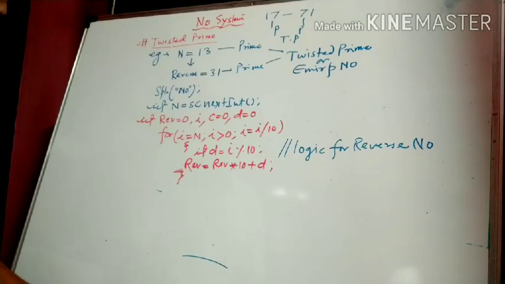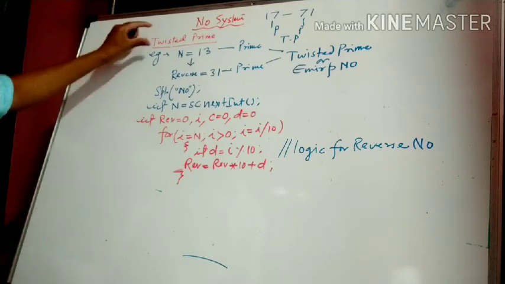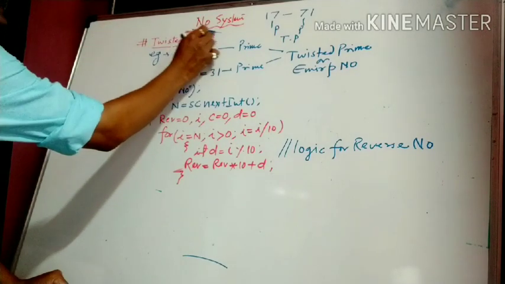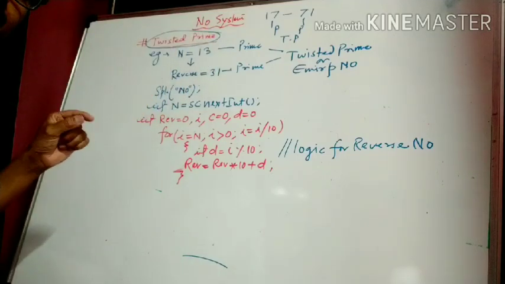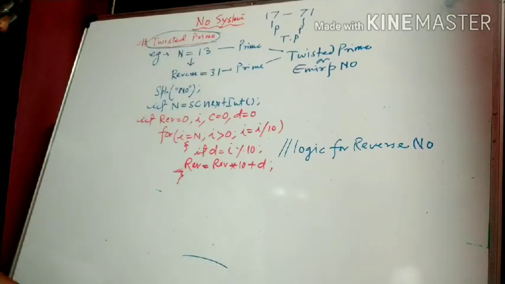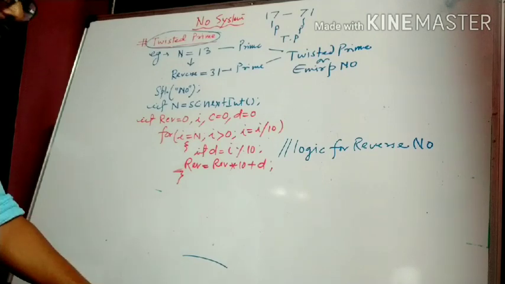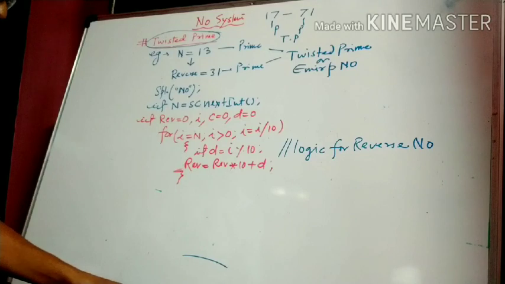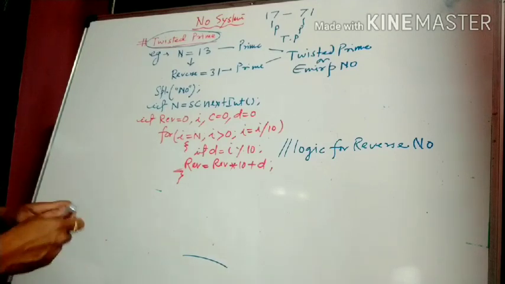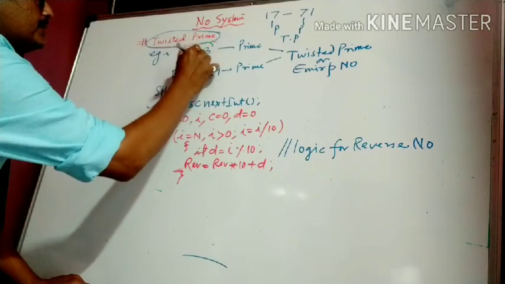Here you have to input a number and check whether the number is a twisted prime or not. The question is, what is a twisted prime? For example, suppose you input the number 13.